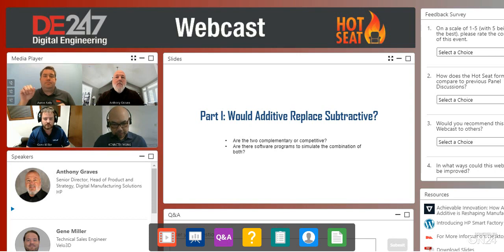So with that, let's talk about some of the strengths and weaknesses, right? With additive, one of the strengths is speed, throughput. You don't have the tooling lead times that you would have with subtractive. So you can shave off weeks, months from a product line, for example. One of the strengths that you have with subtractive is you can get tight tolerances, right? You can get very accurate parts.